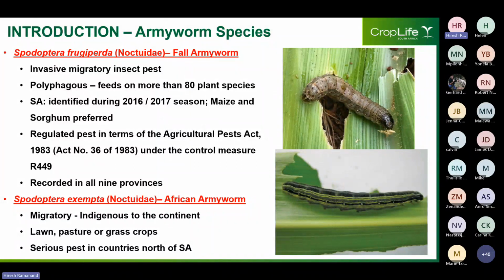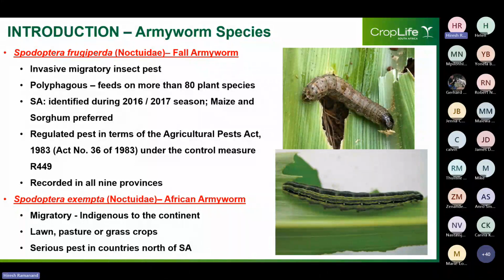It is important to note that the fall armyworm is a regulated pest in terms of the Agricultural Pests Act 1983, Act number 36 of 1983, under the control measure R449. It still remains mandatory to report the presence of this pest on farms to the Department of Agriculture, Land Reform and Rural Development, better known as DALRRD.